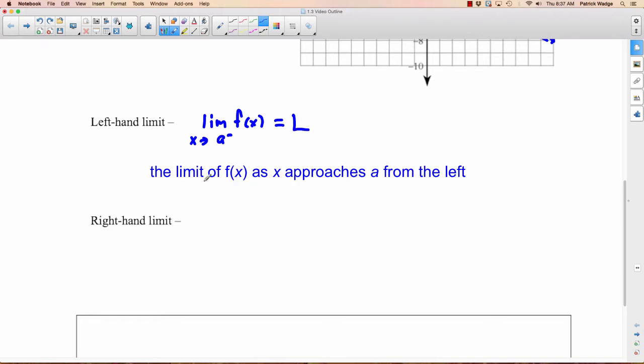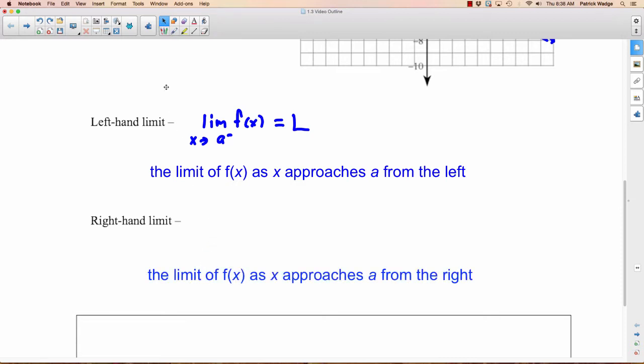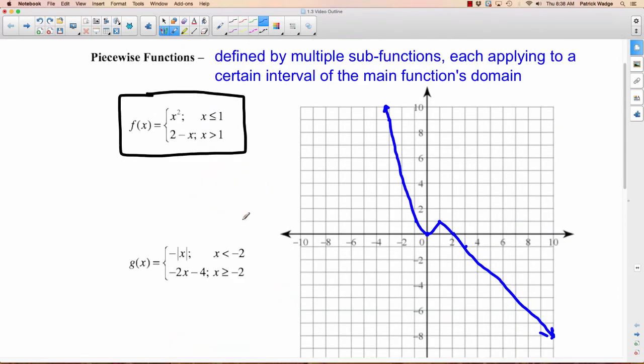Okay, and this is approaching the limit from the left. Not surprisingly, what is a right-hand limit? The limit of f of x as x approaches a from the right. And what does that look like? That looks like the limit of f of x as x approaches a from the right, and we say the right with a plus sign, equals L.